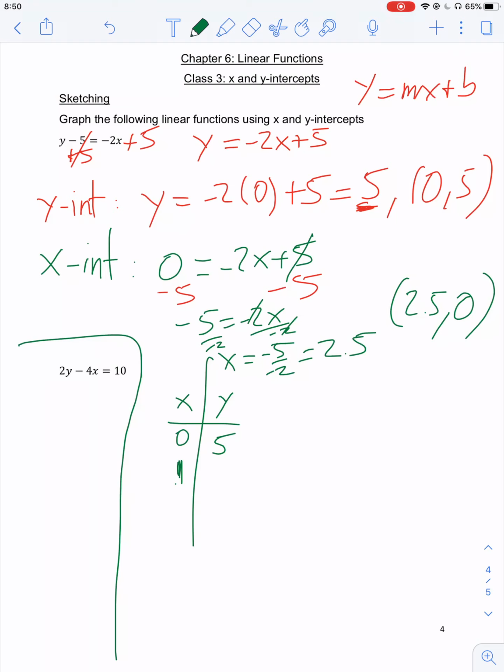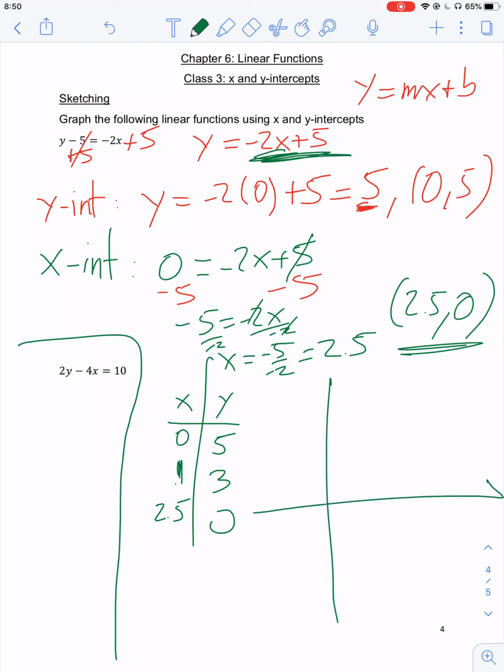If I increase my x value by 1, then if I plug 1 in here, 1 times -2 is -2. -2 plus 5 gives me 3, which kind of makes sense, right? If I increase my x value by 1, my y value should decrease by 2, because that's what the slope tells me. So this is one of the points you could add, and then you can go with the x-intercept that we already have over here. What do I mean by graphing using the x and y intercepts? This is what I mean.